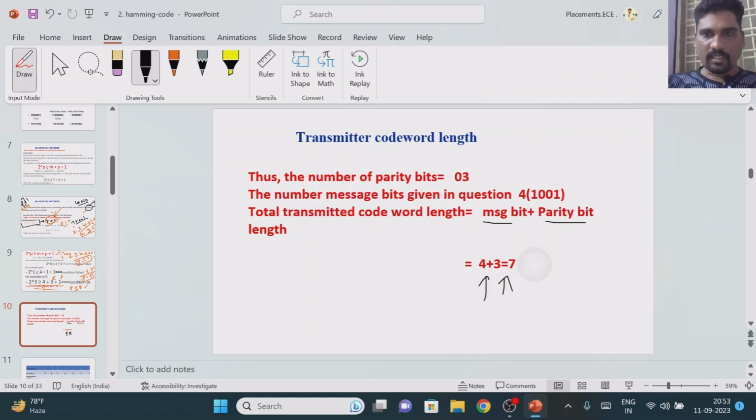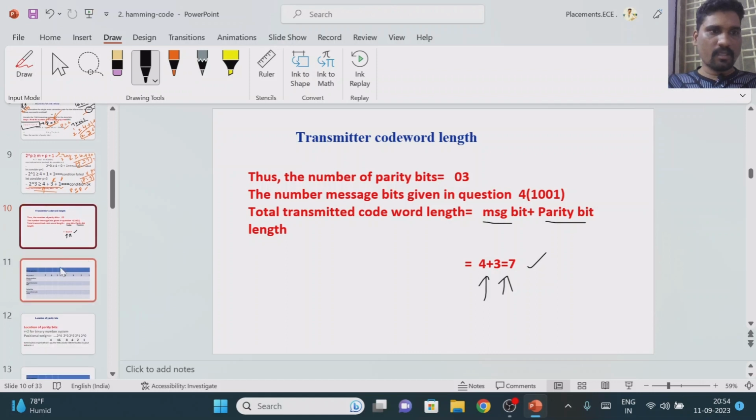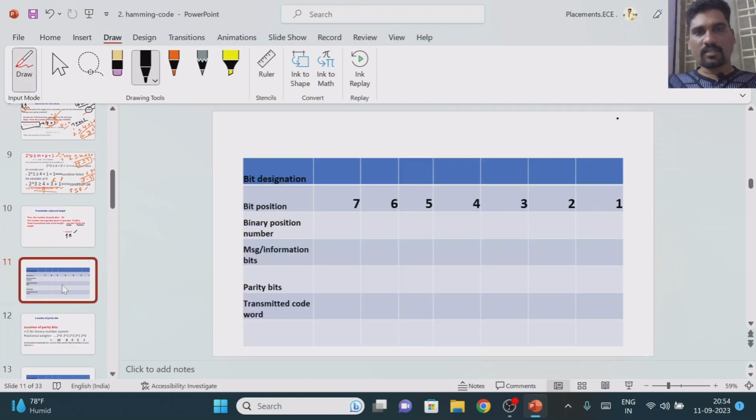So the total length of the transmitted information is a 7-bit value. It should consist of a 7-bit binary number. This is simple to solve. After finding the number of parity bits, just for understanding, I am making a table like this. What is the length of the transmitted sequence? 7 bits. For that reason, I am writing the bit positions.